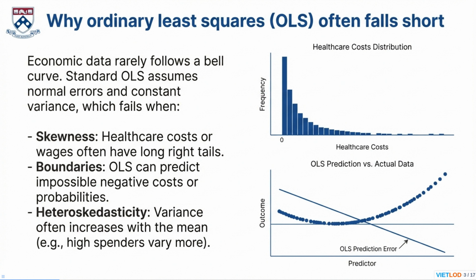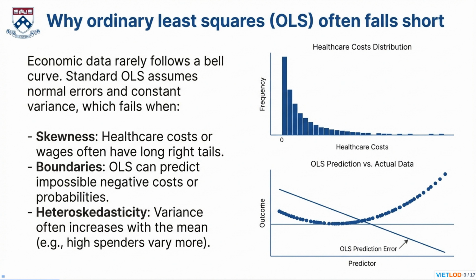Ordinary least squares, or OLS, is a powerful tool, but it often falls short when dealing with real-world economic data. This is primarily because economic data rarely conforms to the idealized bell curve. OLS fundamentally assumes normal errors and constant variance, which are frequently violated. The first major issue is skewness. Much of economic data, like healthcare costs or income, is not normally distributed. It often has a long right tail, meaning a few very high values pull the average up.